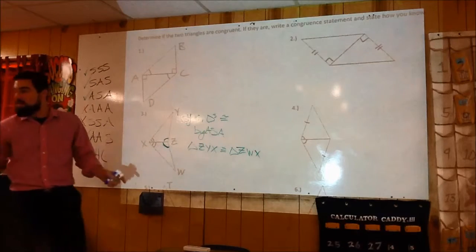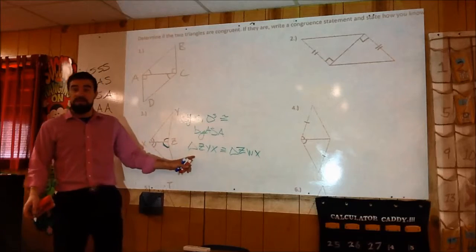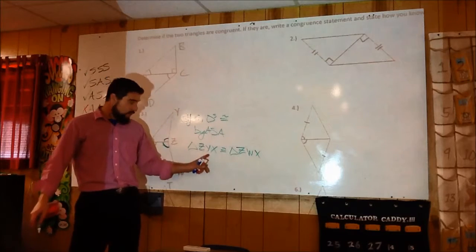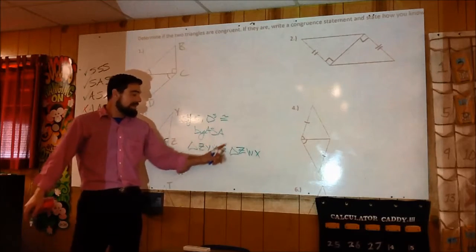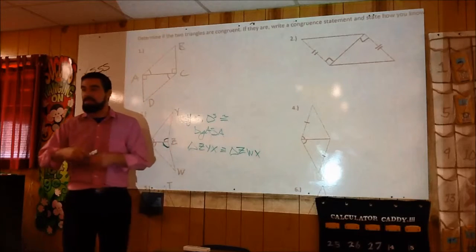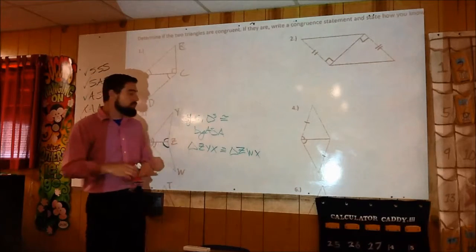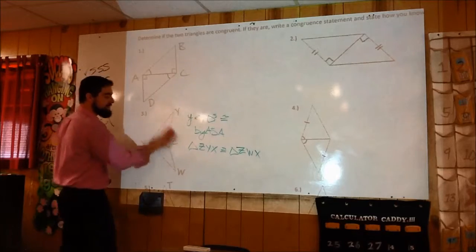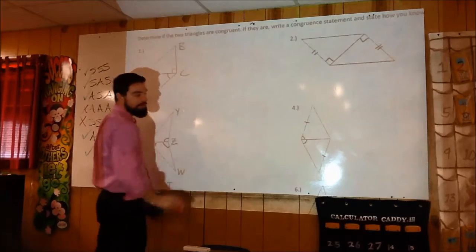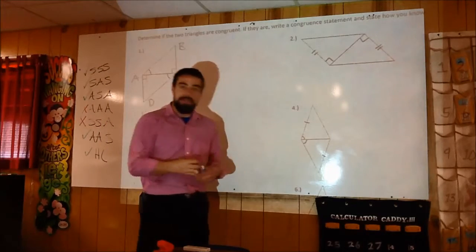So whatever name you chose for your first triangle, you need to make sure that Z is matched up with Z, and Y is matched up with W, and X matched up with X. That's all that matters when it comes down to these triangle congruence statements, that your letter order is appropriate. Number 4, can we add anything to this diagram?